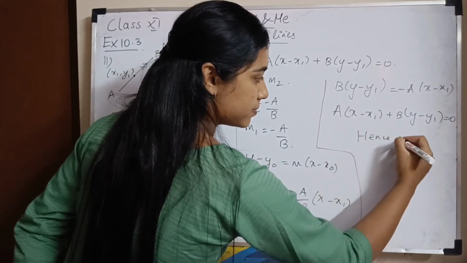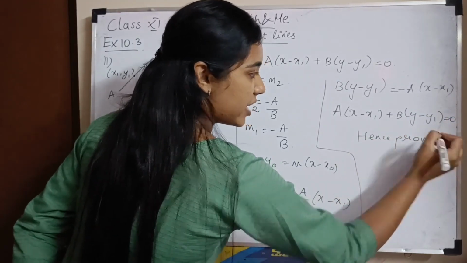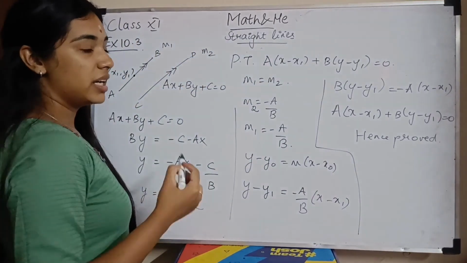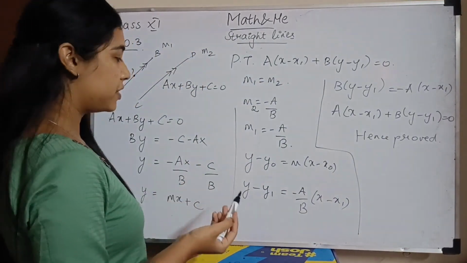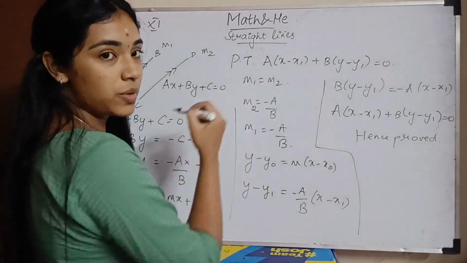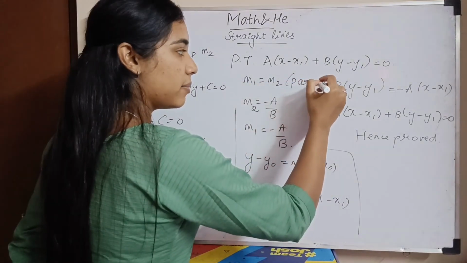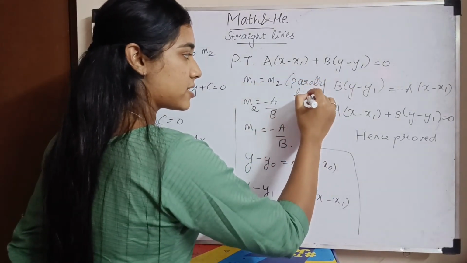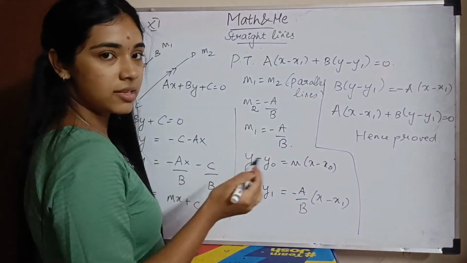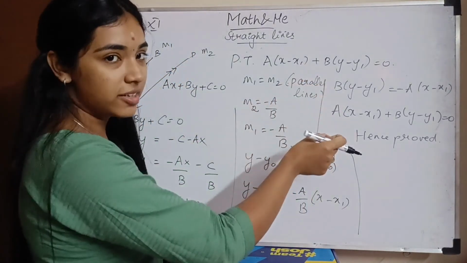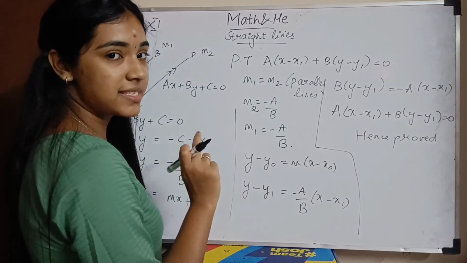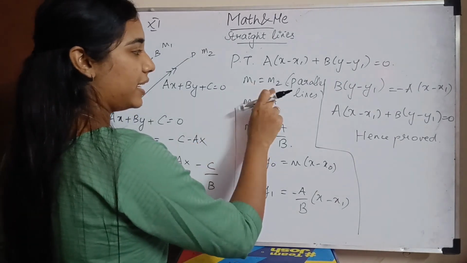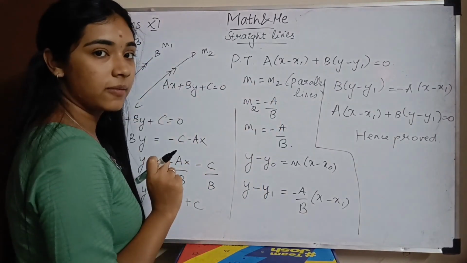Hence proved. For each and every line, please write a reasoning or a justification if needed. So in that m1 equals m2, what do you write? Parallel lines. If two lines are parallel, the slopes are equal. I am writing just parallel lines, but in the exam, what do you write? The slopes are equal because the two lines are parallel. Okay.